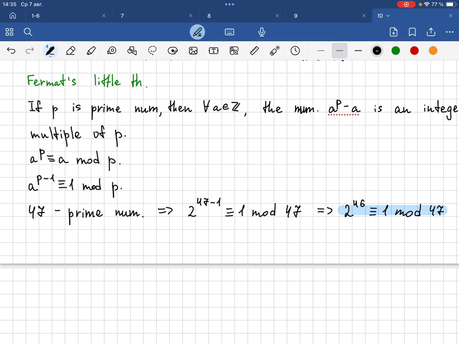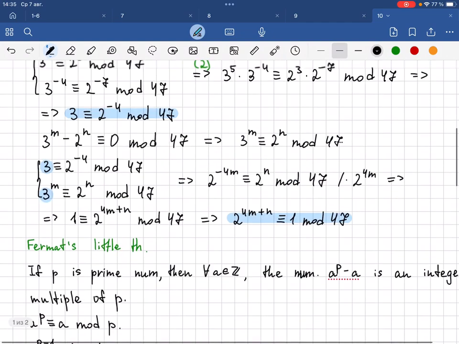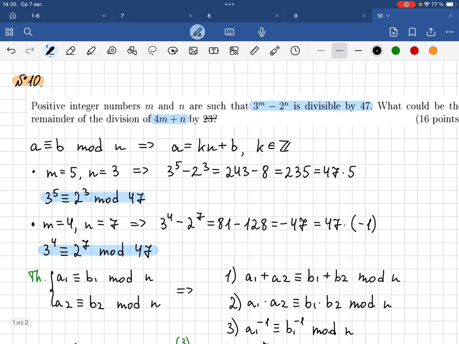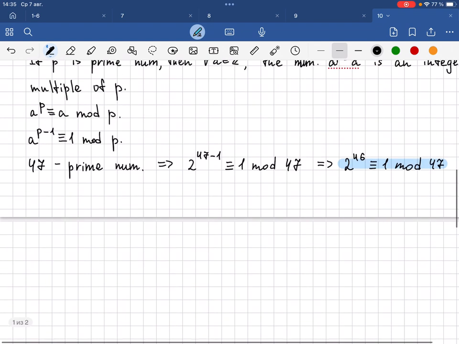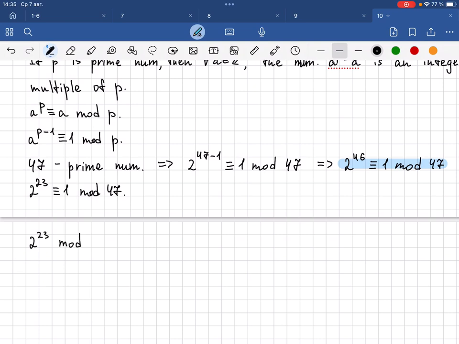But in the task we have another number. We have 23 here. And 23 is of course related to this power of 46. So maybe it will be interesting to check whether 2 to the power of 23 gives the same remainder of 1 mod 47. So let's check it.